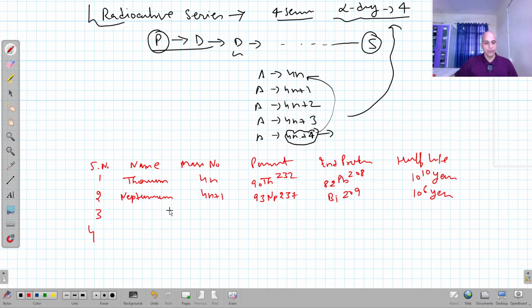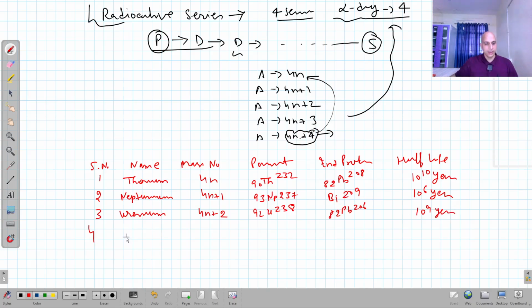Then we have the uranium series, 4n plus 2. It is 92 uranium 238, and the product is 82 lead 206, right? And the half-life is 10 raised to power 9 years.